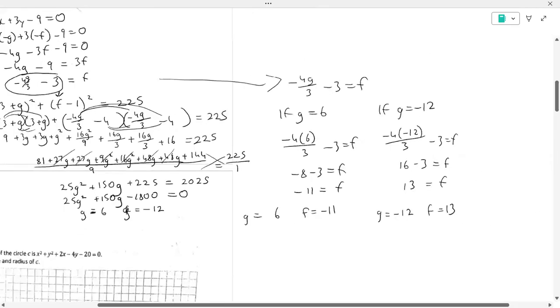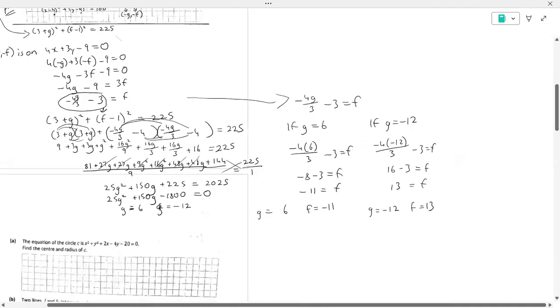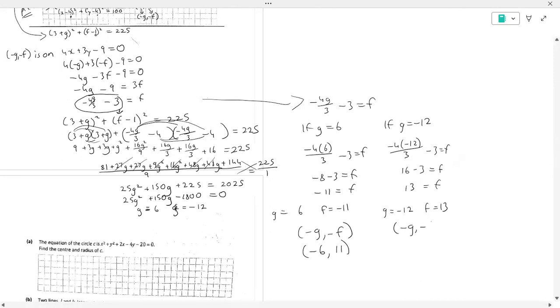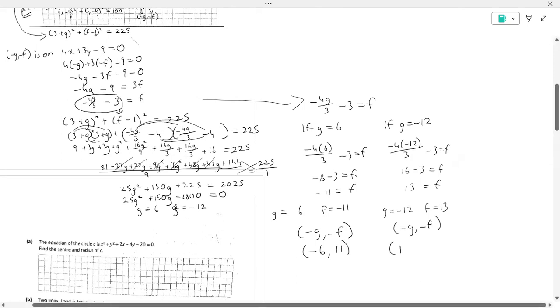Now that I have g and f, if I go back to my opening sentence, the center is minus g, minus f. So one possible center is minus 6, 11. Minus g, minus f here. So in other words, you kind of have to change the sign really because of the minuses. This ends up becoming 12, minus 13. And now that I have my centers, I can label them h, k.